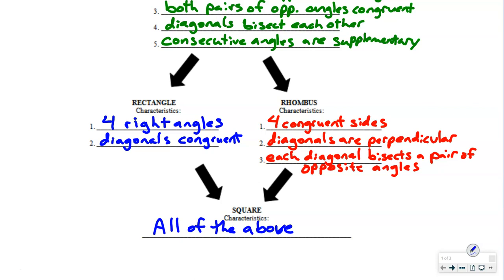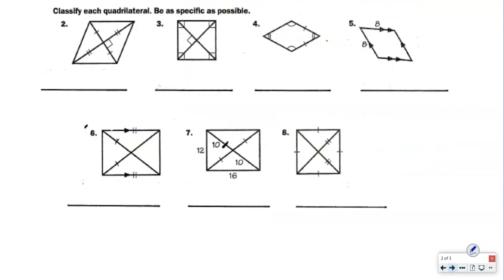Both pairs of opposite sides are parallel. Both pairs of opposite sides are congruent. Both pairs of opposite angles are congruent. Diagonals bisect each other. Consecutive angles are supplementary. So squares encompass all of that. They encompass everything from parallelograms, rhombuses, and rectangles. So let's look at some examples and see if we can figure out how to classify these examples. And we'll do the rest of the family tree in a later lesson.